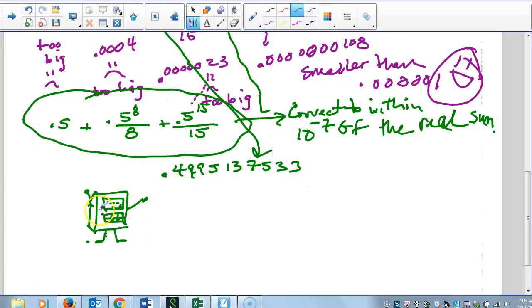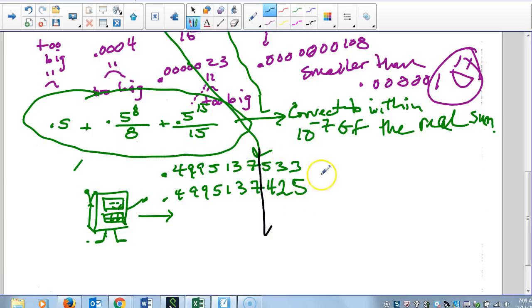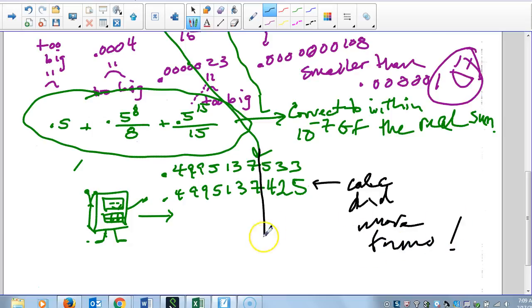Because if you do it in your calculator, just throw that integral in your calculator, it will give you something crazy small. So 0.4995137425. Check it out. Look at how close we are. And then it diverges right here, 425. So we are correct, or us and our calculators, and there is where we diverge because the calculator did more terms. Wow.